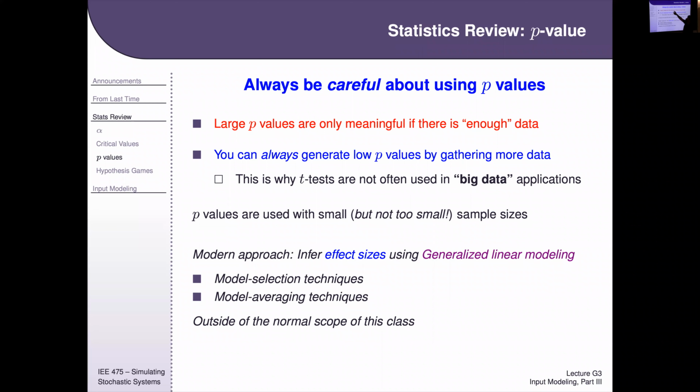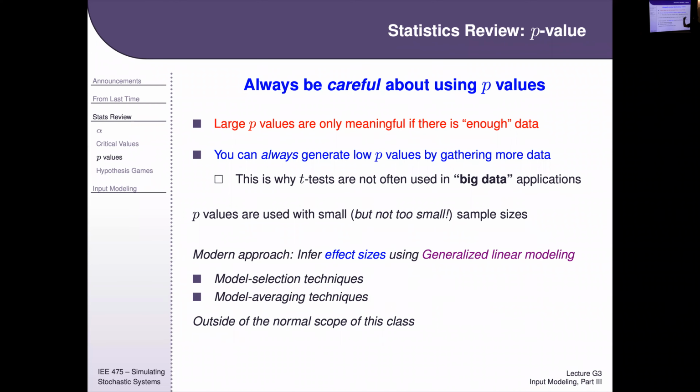So this is just summarizing that. Large p-values are only meaningful if there is enough data. And what we mean by enough comes out of the power analysis as well, which is what you'll start doing in the second part of the homework. And you can always generate lower p-values by taking more data.